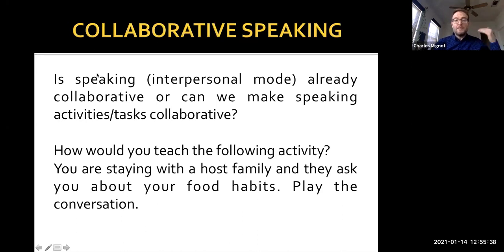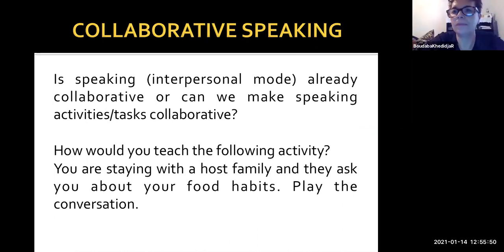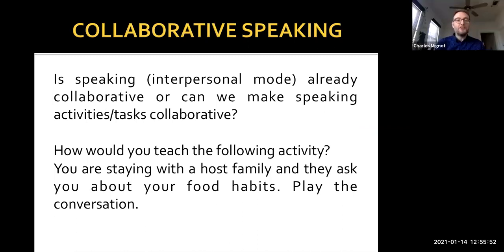Is speaking, at the interpersonal mode, when they have a dialogue, already collaborative, or do you think we can make it more collaborative? Just a question. Do you think we could make it collaborative or not?